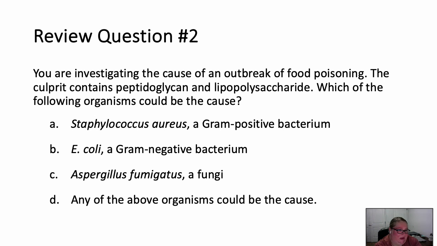The answer to this is B. Let's look at the information that the problem gives us. Peptidoglycan tells us it has a cell wall. We can immediately eliminate C because fungi are eukaryotic. They don't have a cell wall or peptidoglycan, so C is automatically off the docket. If C is off the docket, D can't be true either, because if it doesn't have peptidoglycan, it's not causing this disease. So C and D are out, which leaves us between A and B, our gram-positive and our gram-negative.